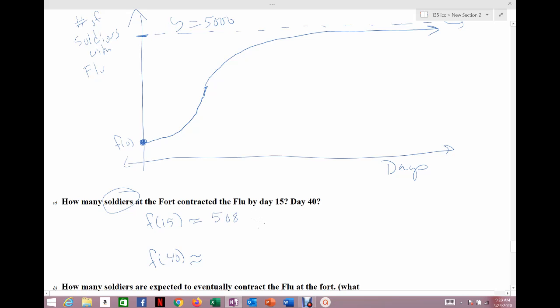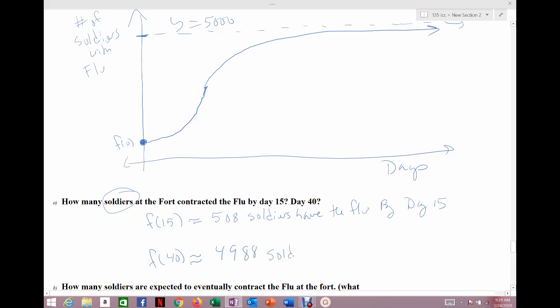Alright, so again, 508 soldiers have the flu by day 15. Alright, now 40 days later. Alright, so we're going to plug 40 in again, rounding to the whole person. So that comes out 4,988.4, so I'm just going to round to 4,988. So a lot more, right? There's, again, 500 at day 15. That's where it's the exponential growth, so it's growing pretty fast.